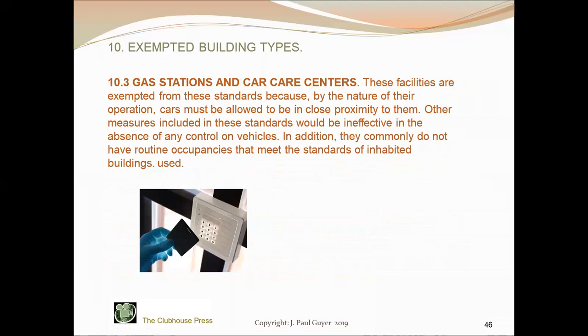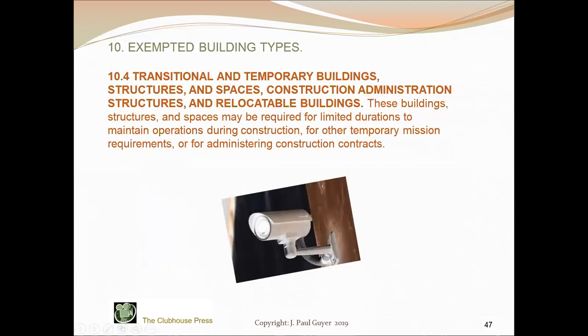Gas stations and auto service centers. These facilities are exempted from these standards because by the nature of their operation, cars must be allowed to be in close proximity to them. Other measures included in these standards would be ineffective in the absence of any control on vehicles. In addition, they commonly do not have routine occupancies that meet the standards of inhabited buildings.